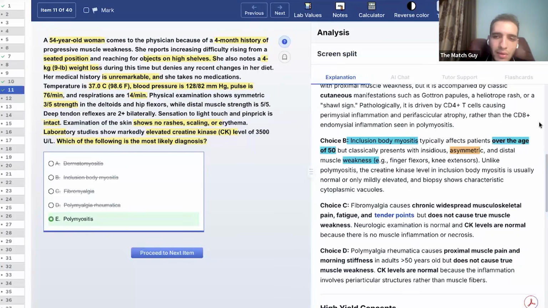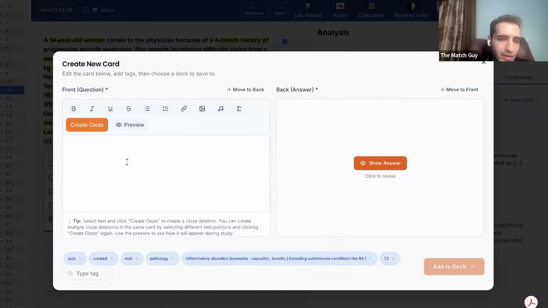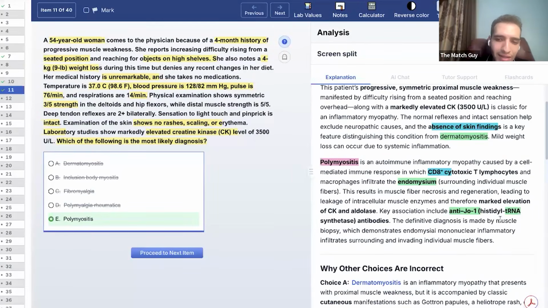What would I do? I will go to the flashcards here, okay? So here apparently they haven't written a flashcard for inclusion body because it's not high yield. We were trying to make flashcards for the high yield facts only, but I got it wrong, or I got it for the wrong reason. So I will add a card, and I will add this card for inclusion body myositis. I will make a flashcard for the one I got wrong. Also, let's say I didn't know about anti-Jo1 tRNA. I will make a card also of it. Okay, so that's the thing.